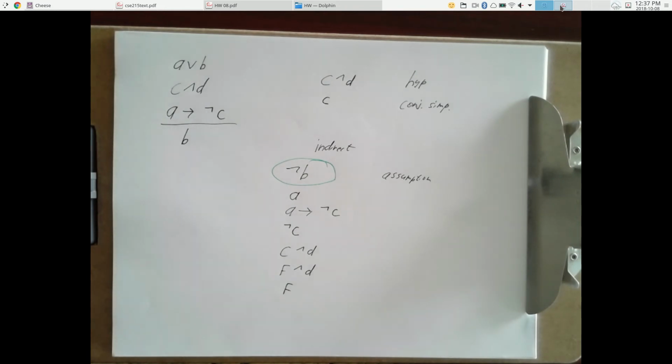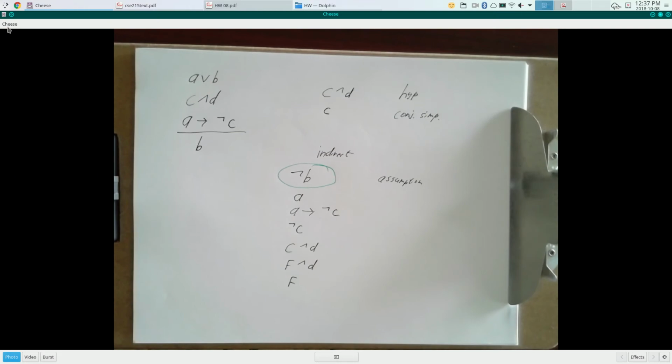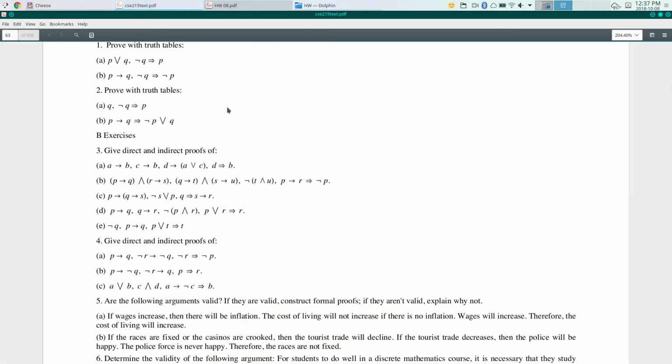So not always, but typically, one direction is easier than the other. The direct proof may be really long and confusing, and in those cases, sometimes the indirect proof is really quick, and vice versa. That happens. So other questions?